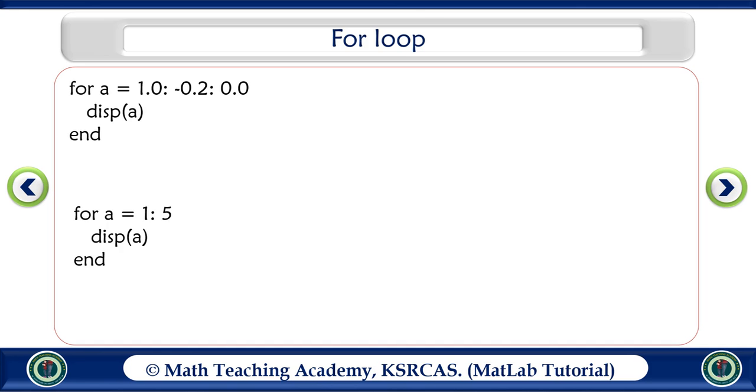And then again the control will transfer to end. When end is executed, the control will again transfer to the for command. Now the present value of a is 5. So after executing this command, what you will get is 1 to 5 displayed on the screen.